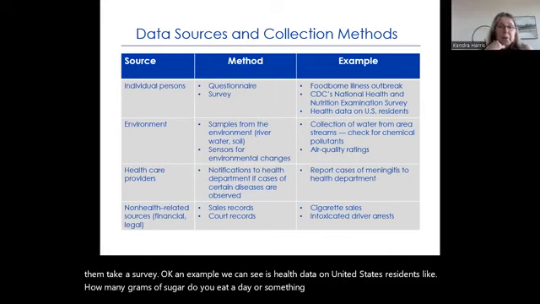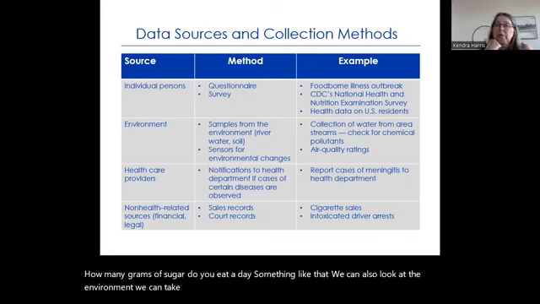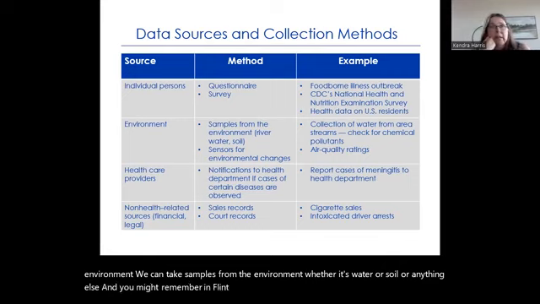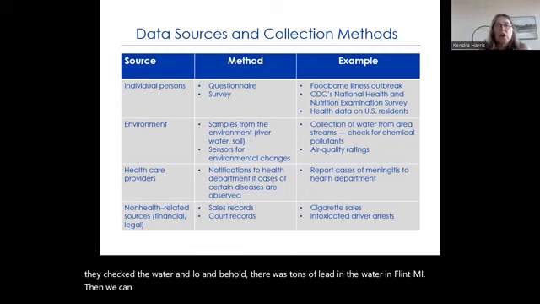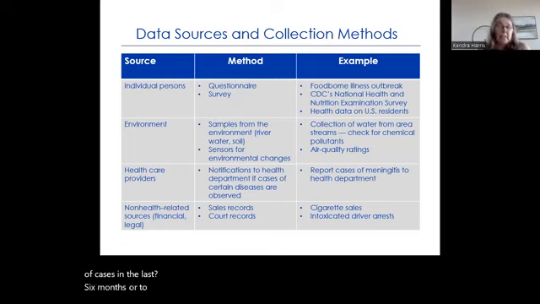We can also look at the environment. We can take samples from the environment, whether it's water or soil or anything else. You might remember in Flint, Michigan, a lot of people were getting lead poisoning. So they checked the water, and lo and behold, there was tons of lead in the water in Flint, Michigan. Then we can also check with healthcare providers. We can say, have you seen any of these types of cases in the last 6 months? Or to say, if you see any of these kinds of cases, report them to us.